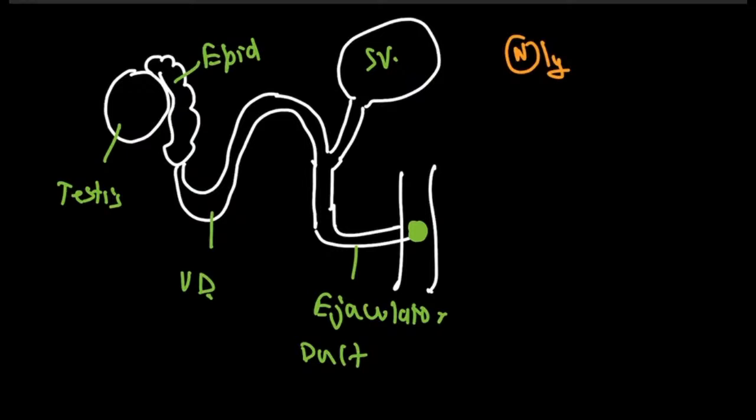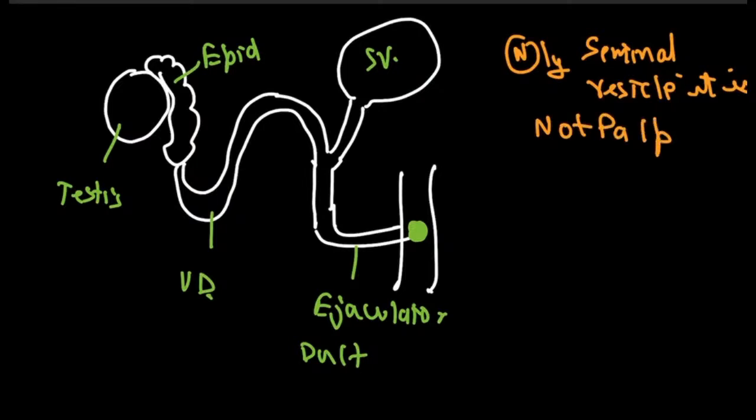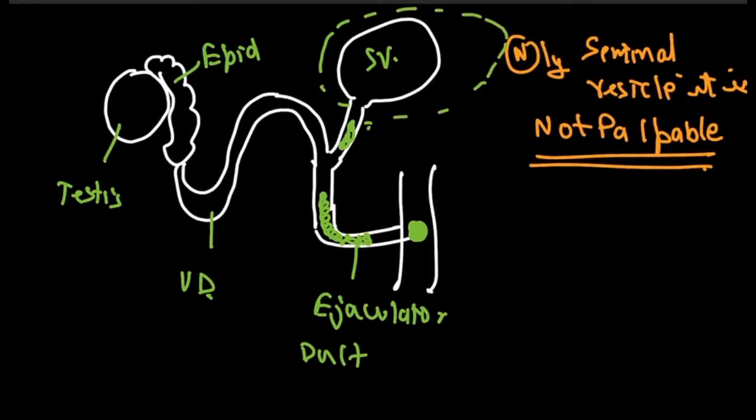Probably not. So what you need to understand is that normally the seminal vesicle is not palpable. Are you understanding my point? It can be palpable if there is an obstruction to the seminal vesicle duct, or an obstruction to the ejaculatory duct. If this is happening, then definitely the seminal vesicle is going to get bigger, and now you will be able to palpate it. Are you able to understand it?